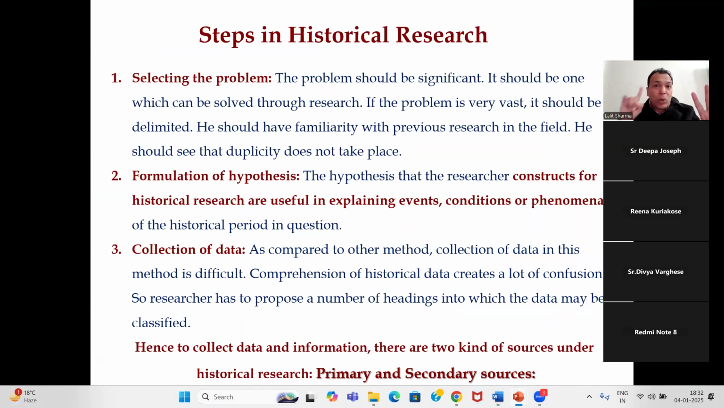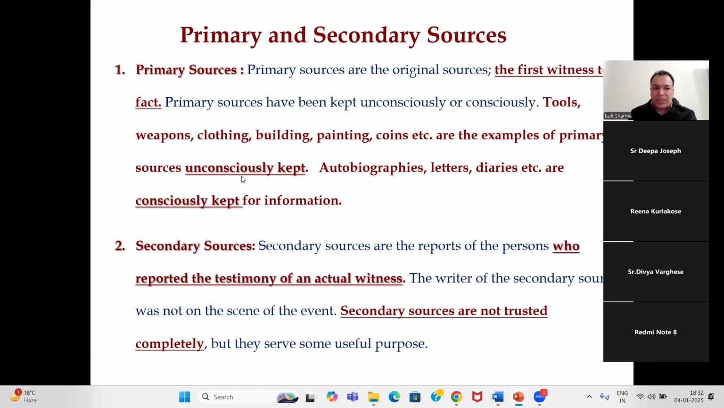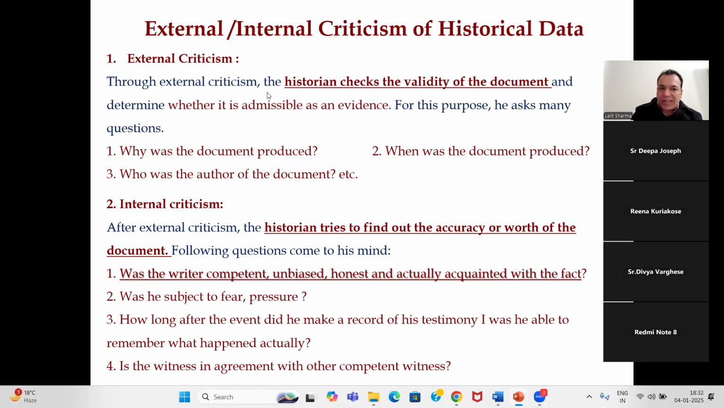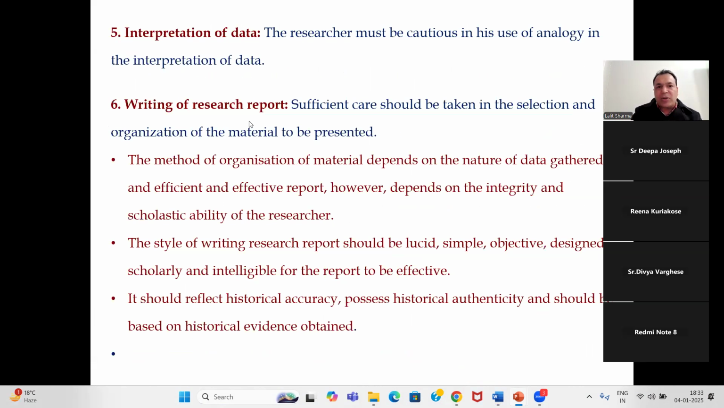What I have told you, under the collection of data, there are two parts. One is a primary source, one is a secondary source. Then the fourth step is interpretation of the data. Under the interpretation of the data, there are also sub points, external criticism and internal criticism. See it, primary sources, secondary sources. Then the fourth point, verifying the gathered data. Under this, there are two types, external and internal. Then fifth, interpretation of the data and writing of a research report.